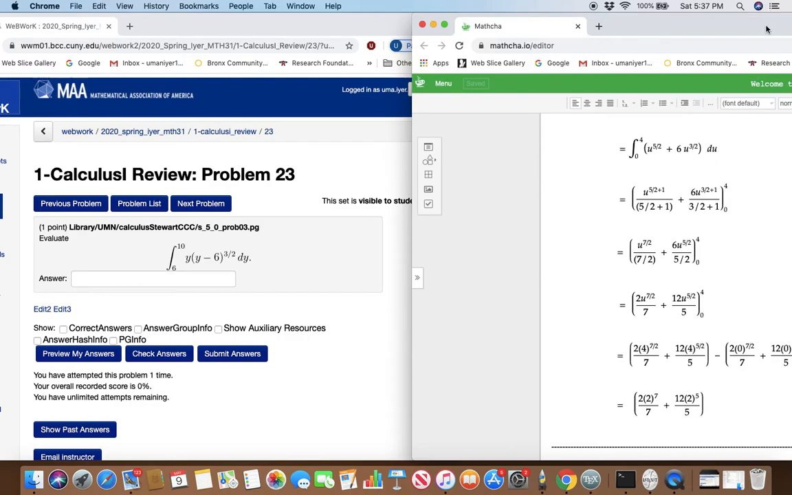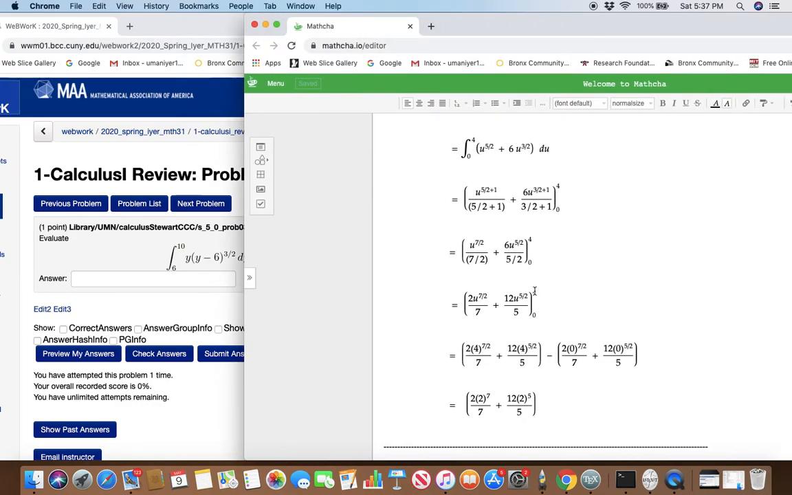Limits from 0 to 4. What does that mean? I plug in 4 first in my expression, minus I plug in 0 next in my entire expression. So notice there is an entire minus, so it helps to write down entire parentheses. This entire expression evaluated at 4 minus this entire expression evaluated at 0. Well, evaluation at 0 is nothing, right? 0 to the power 7 halves is 0. 2 times 0 is 0. Everything is 0. Same thing here. So all of that goes away.